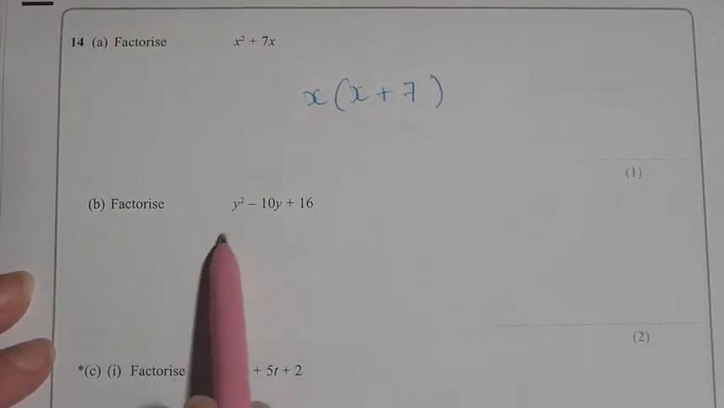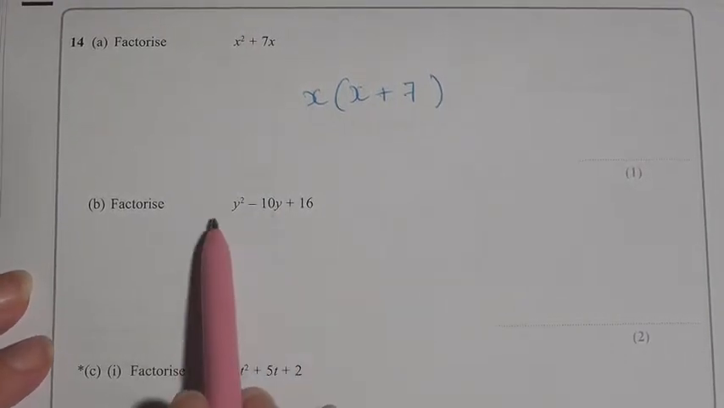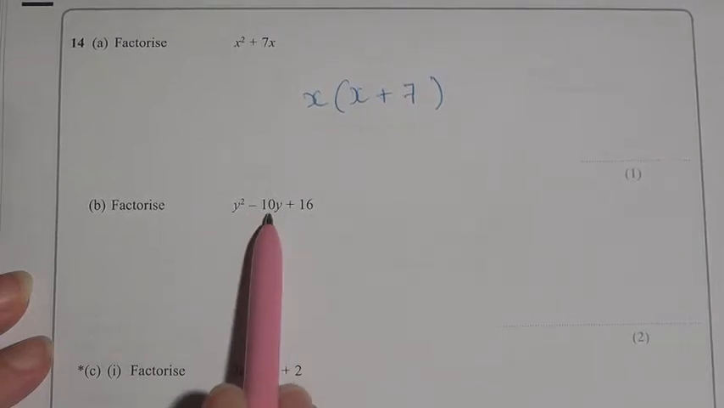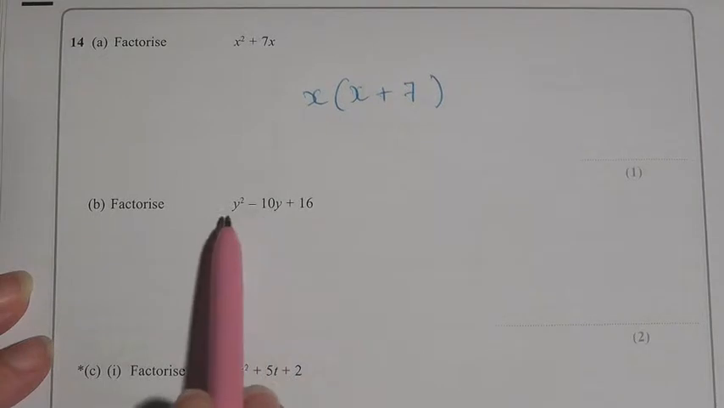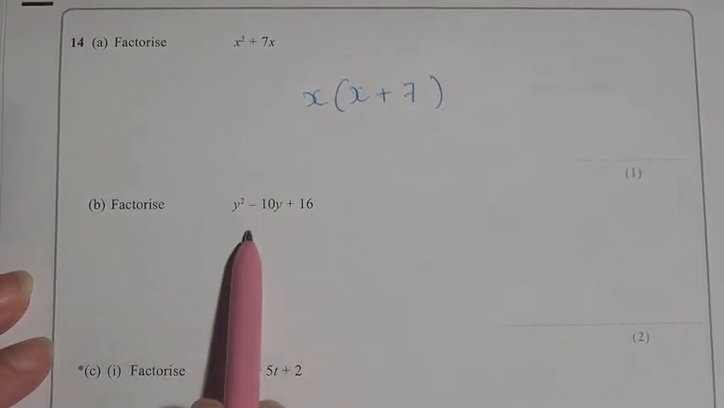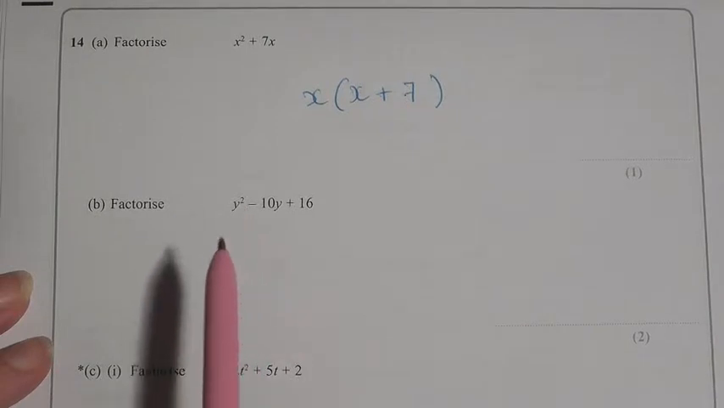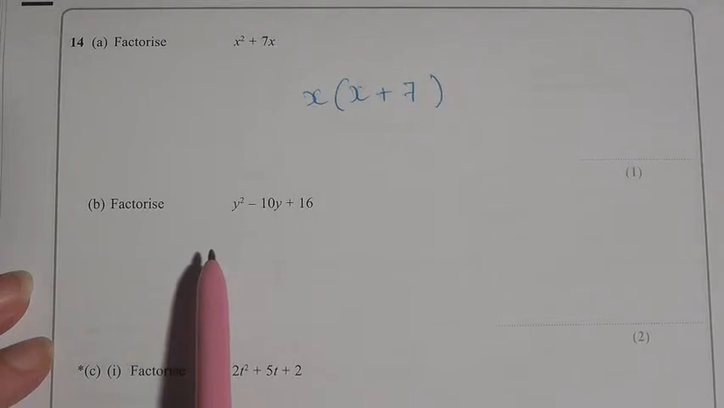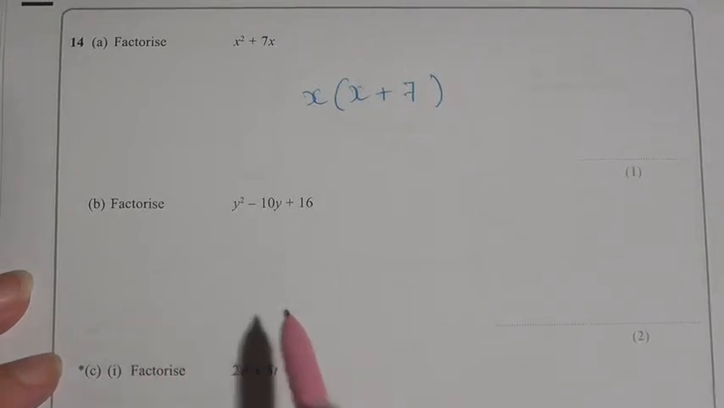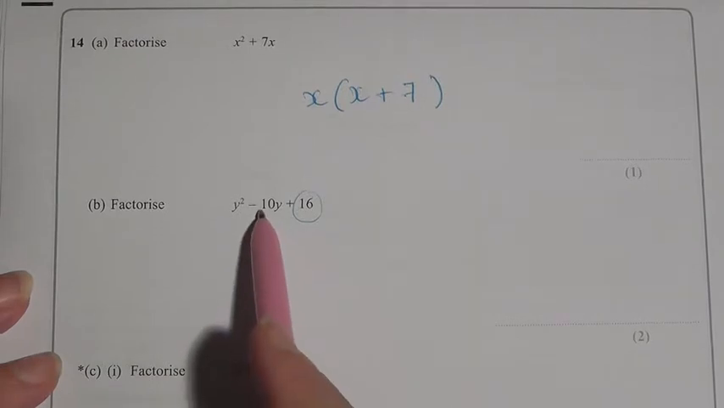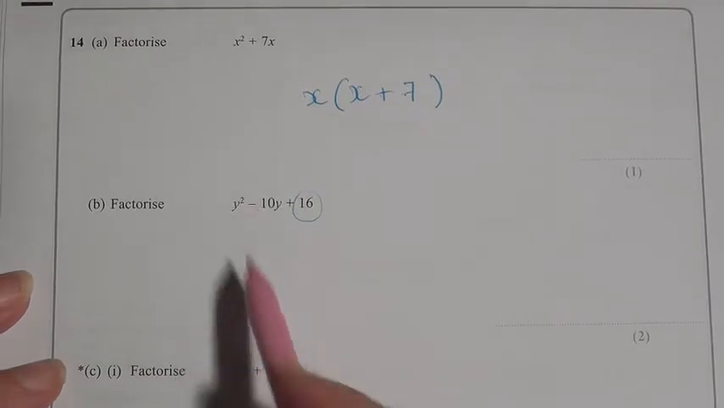For question 2, I've got 3 terms, and if I look at it, there isn't anything that these terms have in common throughout. These have y common, these have 2 common, but there's nothing that's common to all 3. Because it's y squared at the beginning, that's an indication that it's going to go into two brackets. And because there's no number in front of y squared, it's going to be the straightforward one. So I look for two numbers that multiply to make 16 and add to make minus 10.